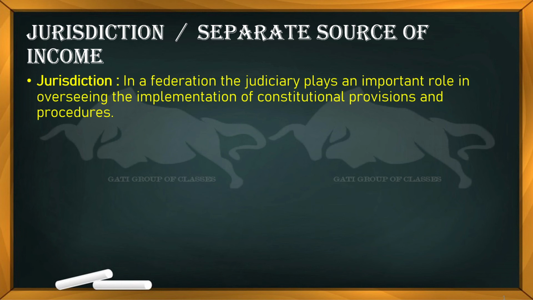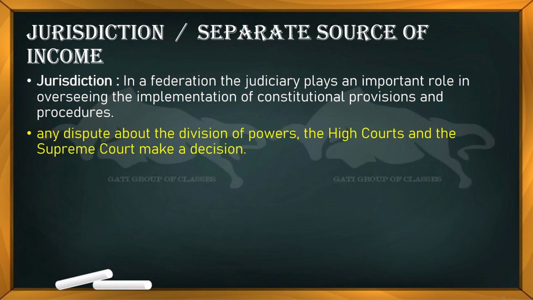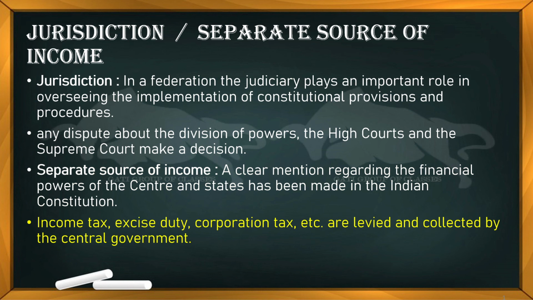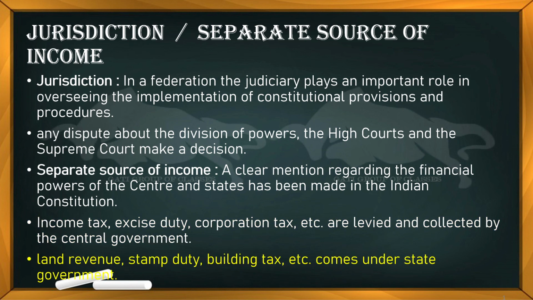In a federation, the judiciary plays an important role in overseeing the implementation of constitutional provisions and procedures. In any dispute about the division of powers, the High Court and Supreme Court will make the decisions. Separate source of income: they do have separate sources of income. A clear mention has been made in the constitution about the financial powers of the state and the central government. Income tax, excise duty, and corporation tax are levied and collected by the central government. Land revenue, stamp duty, and building tax come under the state government.